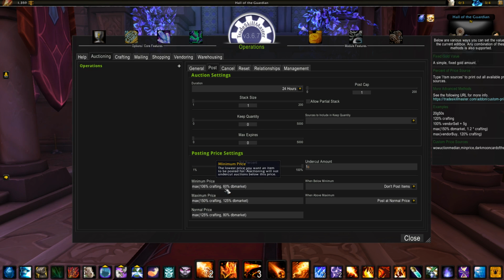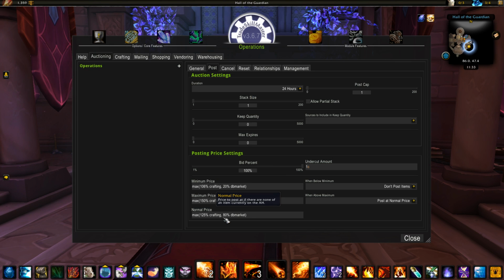And again, same sort of deal. You can drop this down to 20%, you can drop this down to 50%, totally up to you, and you're never going to be selling anything for less than crafting cost. All right, so this is the other way to write what I had just showed you a second ago. So again, same sort of deal.